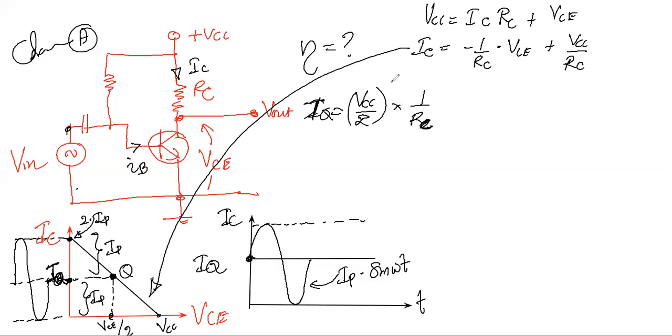So to compute this efficiency, you have to find another parameter. Can you remember? PDC, the DC power taken from the power supply. You can write down that one. Your input voltage is VCC into IQ.